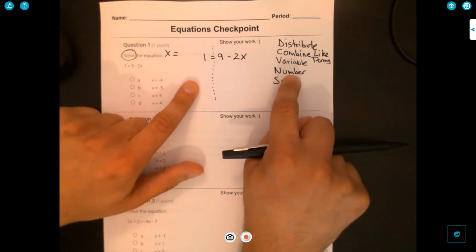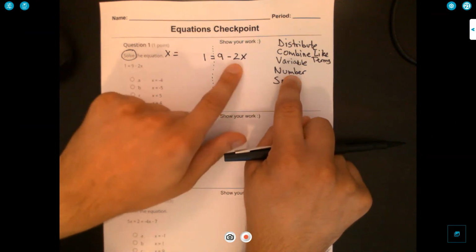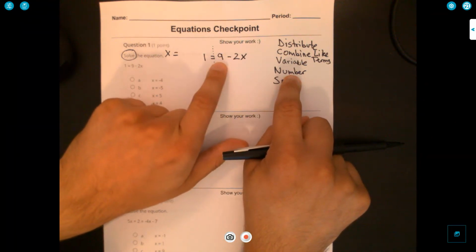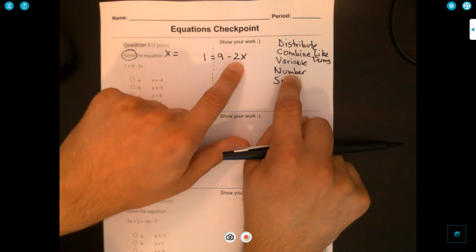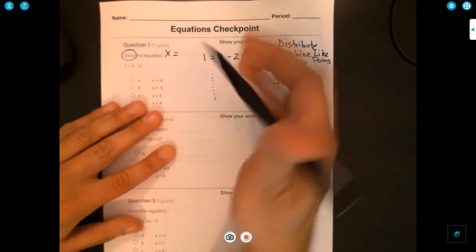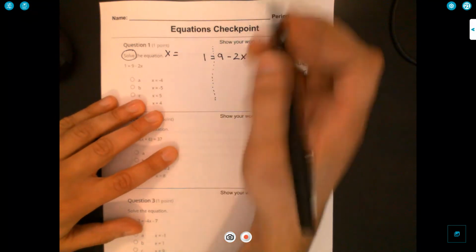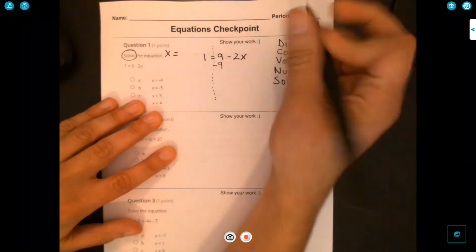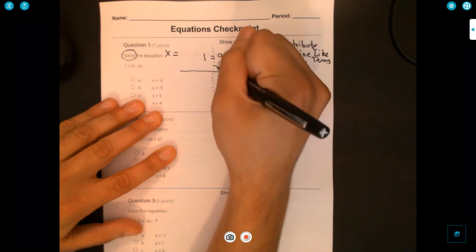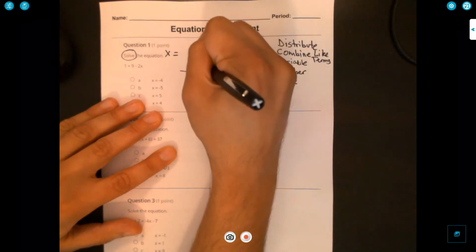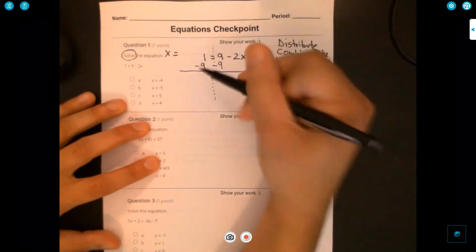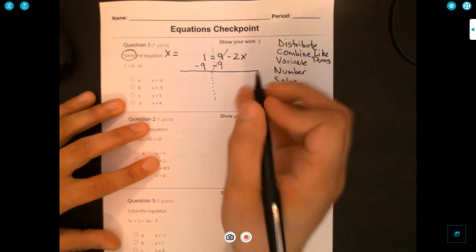Now we want to get the number on the opposite side of what the variable is on. So as we can see, we have a 9 here that's on the same side that this negative 2x is on. So we're going to have to cancel out this 9 and bring it over here. In order to do that, we take the inverse operation, so negative 9. And if I subtract 9 on one side of the equal sign, I have to subtract 9 on the other side of the equal sign. So that cancels out. Then I'm going to rewrite my equation.